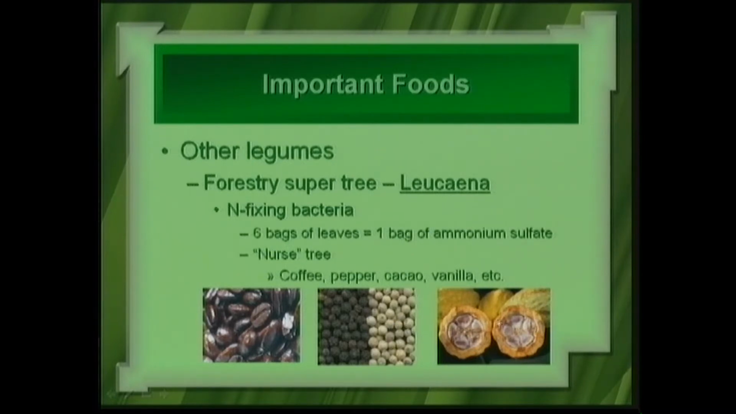Here we have fruits of cacao, also known as a chocolate tree. So the Lucina leucocephala has been used as like a nursery to kind of nurture and shade and protect coffee plants, black pepper plants, cacao, as well as vanilla. Vanilla, which we'll see next.